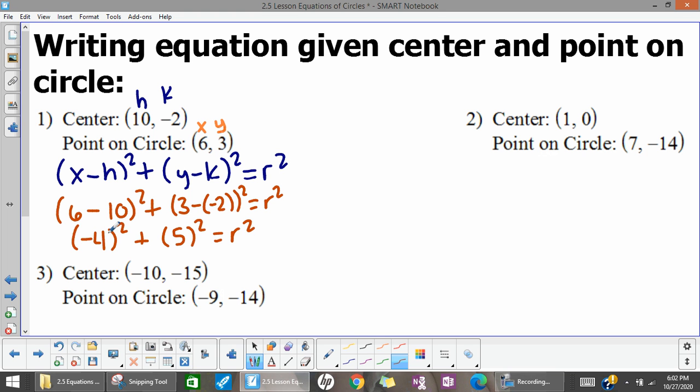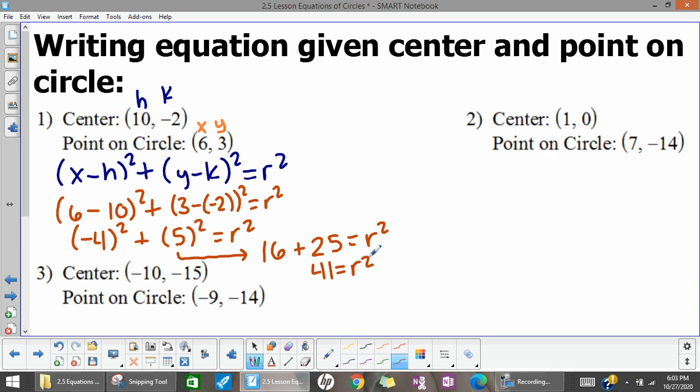And then negative 4 squared is 16. I'm sorry, it's positive 16. I hope you are yelling at me right now. Negative times a negative is positive. Plus 5 squared, which is 25. And then I add those together. 41.